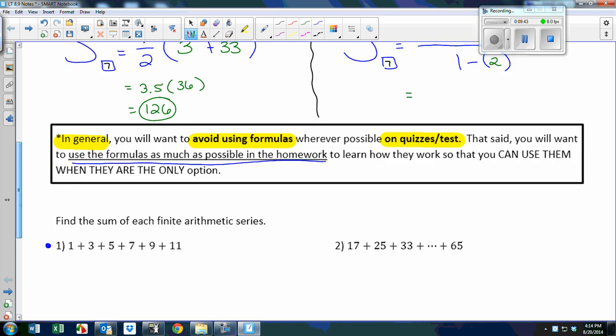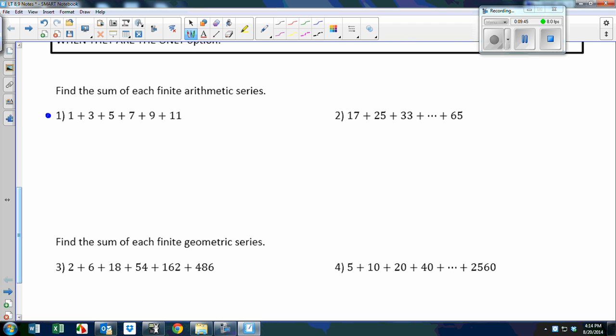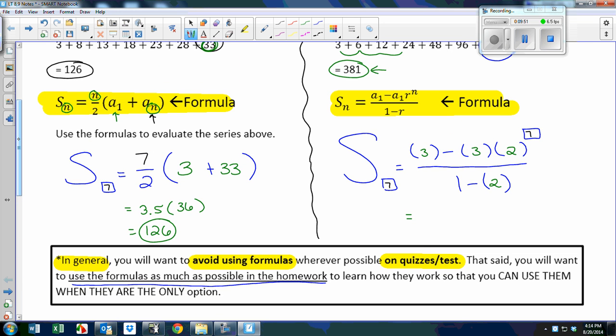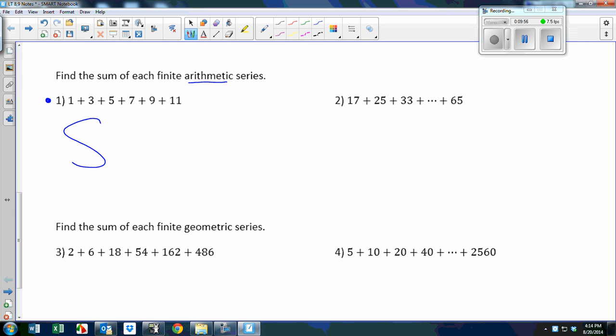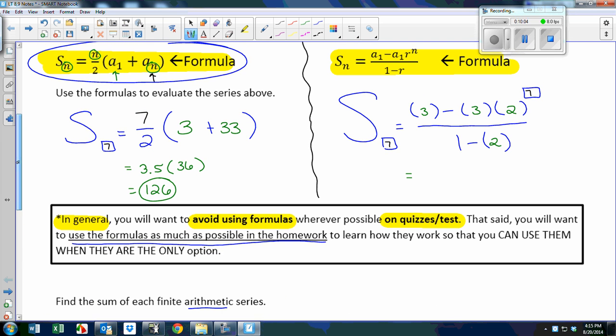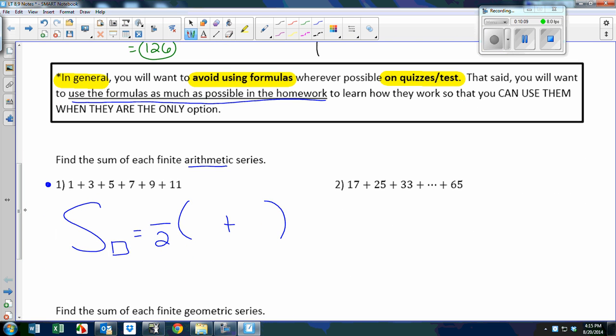All right? So with that said, number 1, I read the directions: find the sum of each finite arithmetic series. So arithmetic tells me I'm using this formula. So I'm going to practice that using the formula. S sub blank equals blank over 2 times blank plus blank. And again, I'll scroll back up. That's n over 2, first term plus a sub n. All right, for this problem, the first term is 1. The last term is 11.